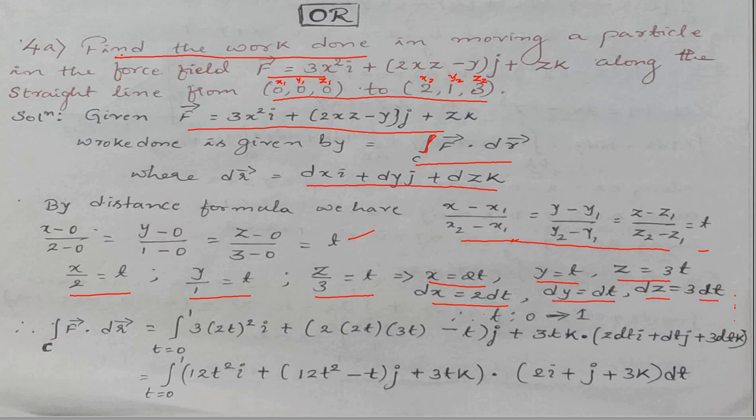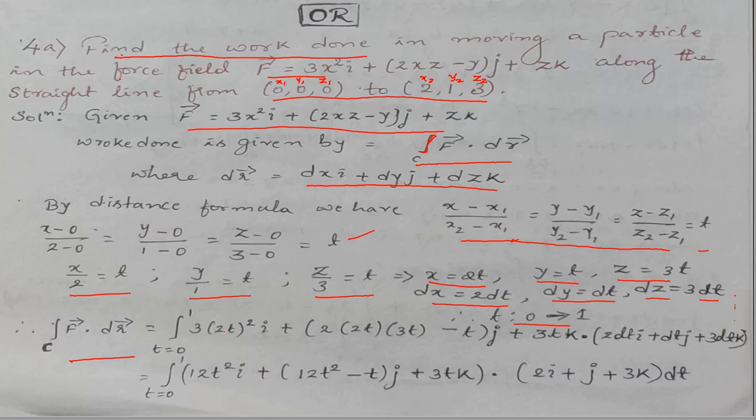dz is equal to 3 dt. Therefore, t ranges from 0 to 1. So now substituting in the standard formula, the integral over region C of f dot dr, where t ranges from 0 to 1.